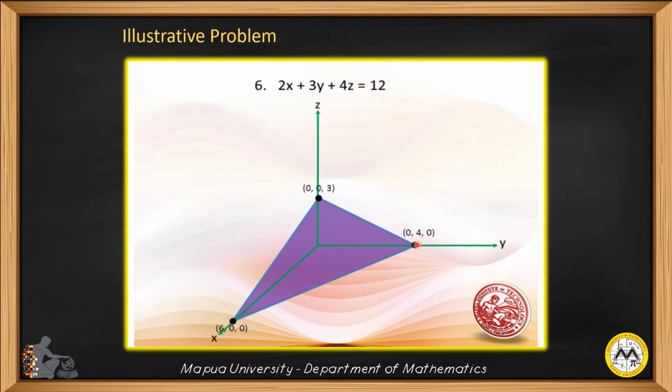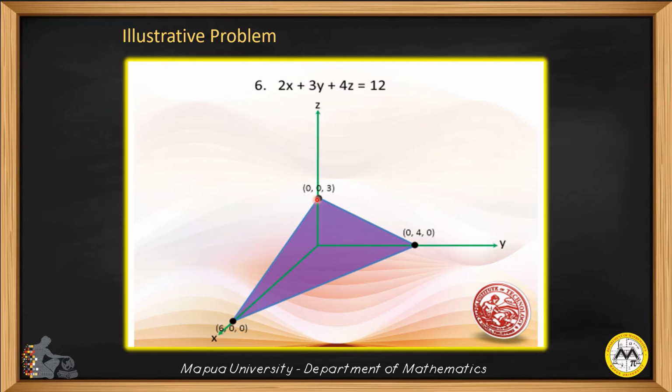Now, locating the y-intercept is done by setting x and z equal to 0. With that, we would just have 3y = 12 and y = 4. So with this, we are able to locate the y-intercept at the point (0, 4, 0). And then for the z-intercept, we set x and y equal to 0, and that would return a z value of 3. So we have this point, the z-intercept (0, 0, 3).